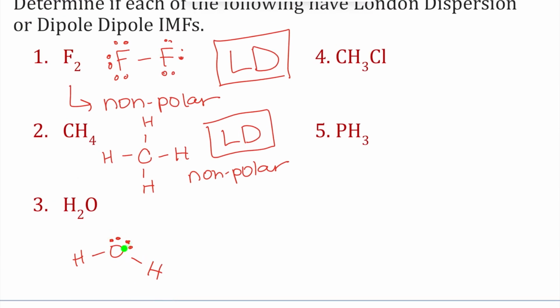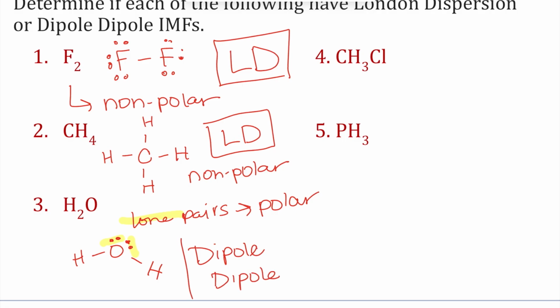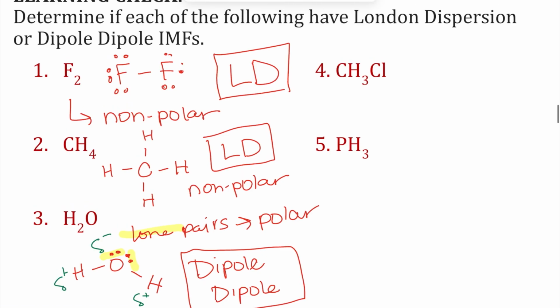Well, I have lone pairs on my central atom, and those lone pairs indicate that this is a polar molecule, which means that this is going to have dipole-dipole IMFs. If we were to look at that, oxygen is more electronegative, so it would have that partial negative. Those hydrogens would have those partial positives.